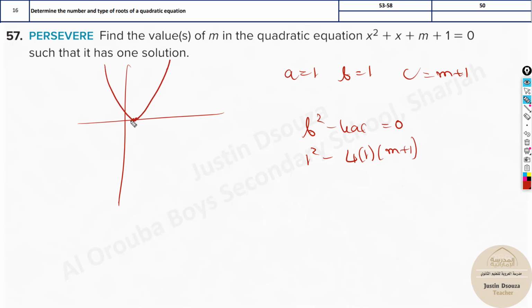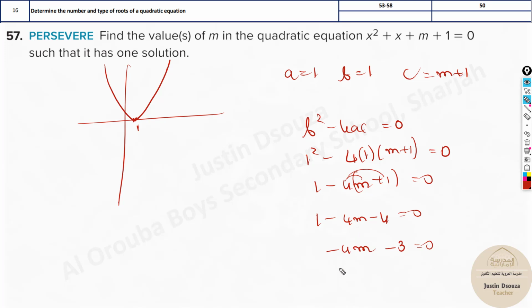Now, let's solve. I'm not sure whether it's correct. This might be 1. I'm not sure whether this is the correct answer, but anyway, it's something like this. Only 1. Now we'll equate this to 0 and solve. It is 1 minus 4 times (m plus 1) equals 0. Let's simplify first. Multiply 4 inside. It'll be 1 minus 4m minus 4, which is minus 4m minus 3, because minus 4 plus 1 is minus 3, equals 0.